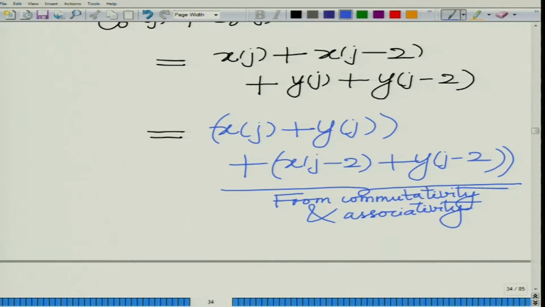And now if you see, this is nothing but the coded bit generated by the addition of the information bit sequences x and y. So, this is nothing but the coded bit 0. If you add the information bit sequences x and y, the jth bit will be xj plus yj, the j minus 2th bit will be xj minus 2 plus yj minus 2. So, this corresponds to the coded bit generated by the addition.